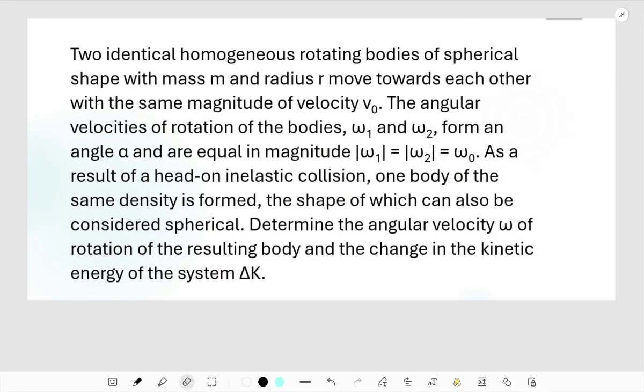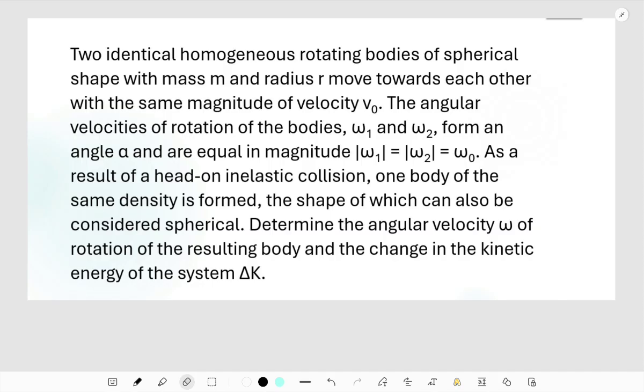And welcome again. And you can see one more problem on your screen. This problem statement is: two identical homogeneous rotating bodies of a spherical shape with mass m and radius r, both are identical, move towards each other with the same magnitude of velocity v naught.